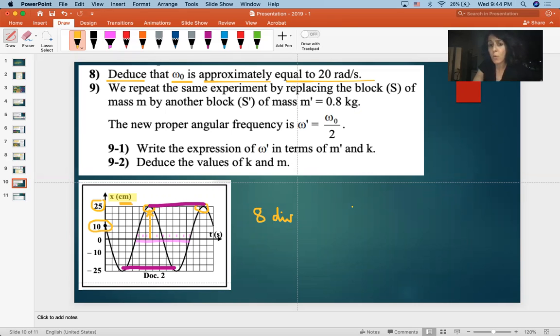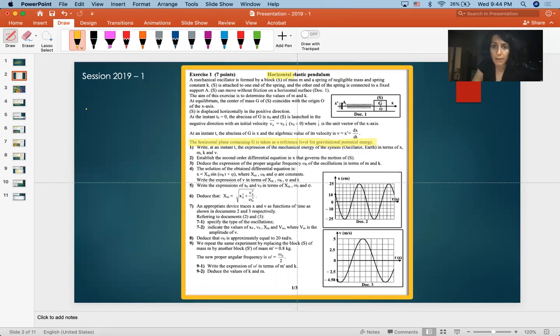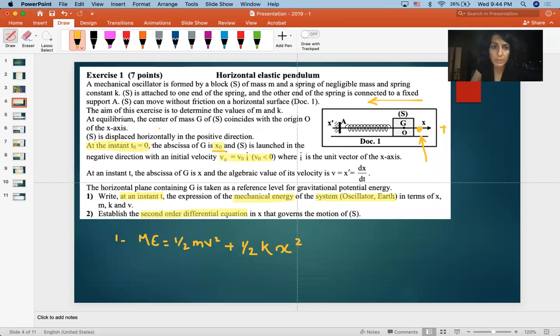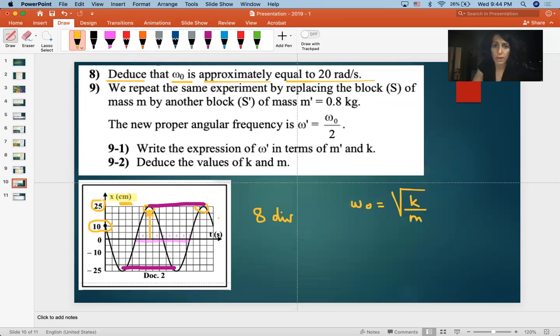So probably go back to the fact that I need to use that W0 is radical K over M. Are we given K and M? Let me check. Back to the problem itself. Probably this is a zoomed in picture. I don't have K, neither M. How will I be able to find W0? Do you have an idea? How can I deduce that?